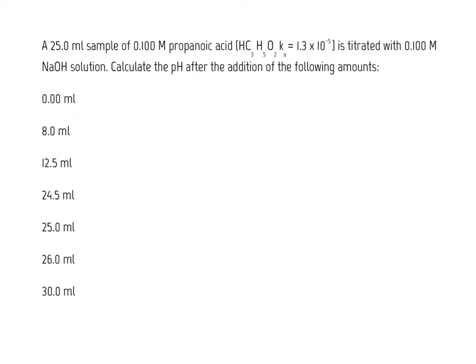This is an example of a weak acid strong base titration problem. We're going to take 25 milliliters of 0.1 molar propanoic acid, and we're going to titrate that with a sodium hydroxide solution that is also 0.1 molar. So if you envision this, you would have your sodium hydroxide in the burette, and then you would be adding that to the 25 mils of acid in the flask.